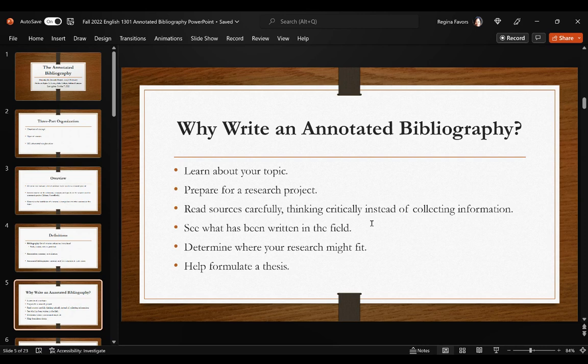Resources carefully, critically thinking about the information instead of just collecting. Maybe in the past we have developed this habit of just collecting information, but when you have gathered research, your goal is not to just collect and have a list of sources that you are thinking about. You're going to have to take some time to think about those sources and read them critically. What is this source here?